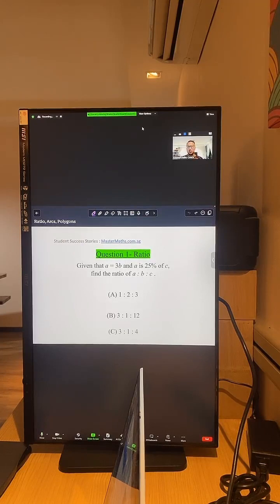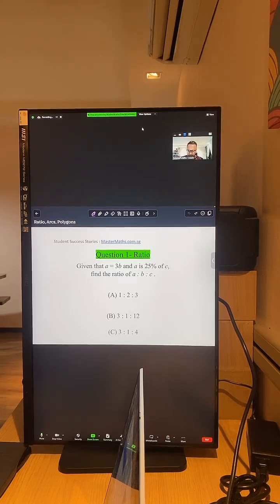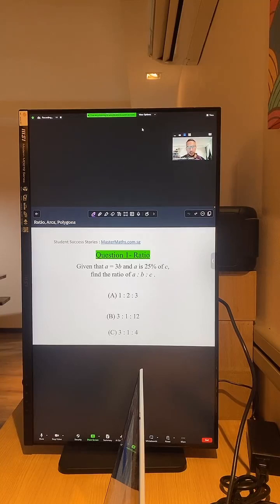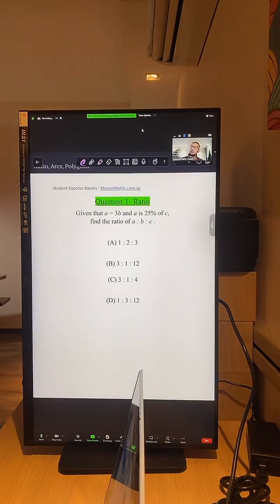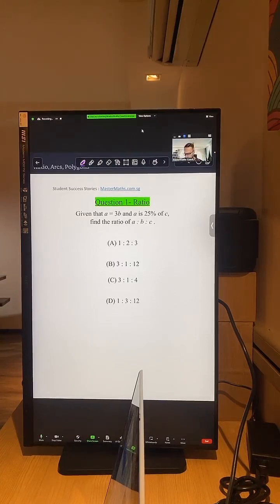FOC. You don't have to pay anything. Just spend 1 hour in front of your computer or in front of your handphone or tablet, and then make sure you have a notebook with you or some foolscap paper, some rough paper, and hopefully at the end of 1 hour you would have learned something about ratio, arcs, and polygons.